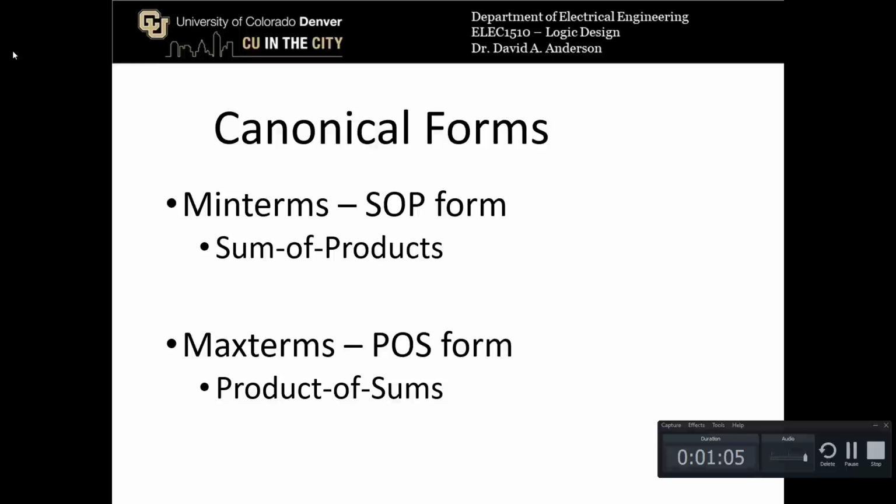So when we talk about canonical forms, there are two main forms: minterms, which lead to something called SOP form, for sum of products, and less often used, maxterms, which lead to something called POS form, which is product of sums. Mostly I'm going to be talking about minterms this time around. I'll briefly talk about maxterms, and then we'll be using these for basically the whole rest of the class to define logic circuits and truth tables.